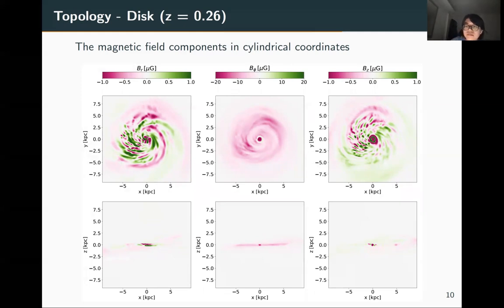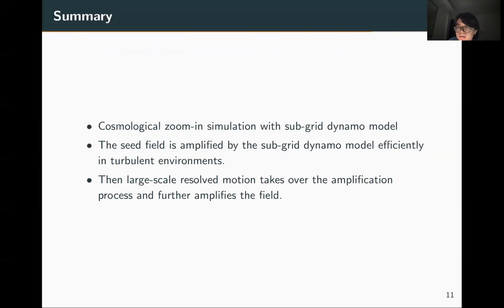Okay, in summary, we have developed a subgrid turbulent dynamo model in the Ramses code and tested it in a cosmological zoom-in simulation. The weak seed field is amplified by the subgrid dynamo model efficiently in the turbulent environments. And then the field is further amplified by the resolved motion.